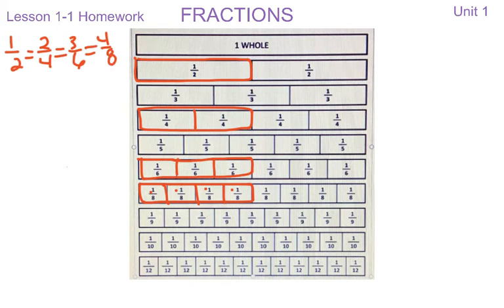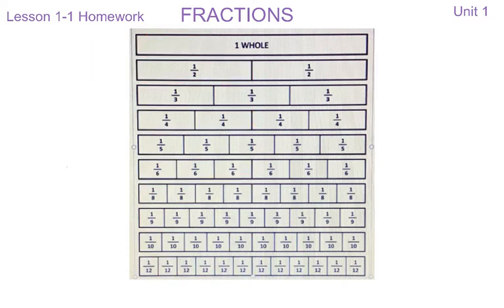You can also see that it's equal to 5/10. You can get down here 1, 2, 3, 4, 5/10. And you can see on the bottom row it's equal to 6/12. 1, 2, 3, 4, 5, and 6 is equal to 6/12. So each of those fractions, 1/2, 2/4, 3/6, 4/8, 5/10, and 6/12, are equal to each other.